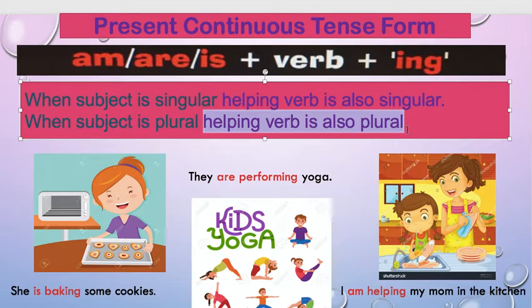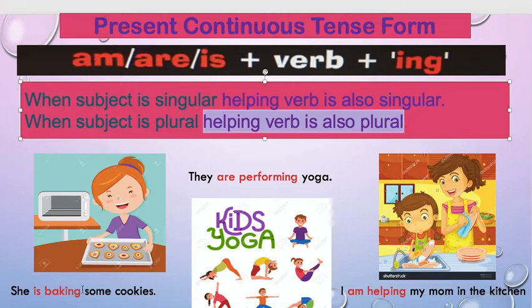In simple present tense, what was the rule? When the subject is singular, the verb will be plural. But here, when the subject is singular, the helping verb is also singular. When the subject is plural, the helping verb is also plural. In the simple present, when the subject is plural, the verb will be singular. Okay, students? So here, for example, she is baking some cookies.